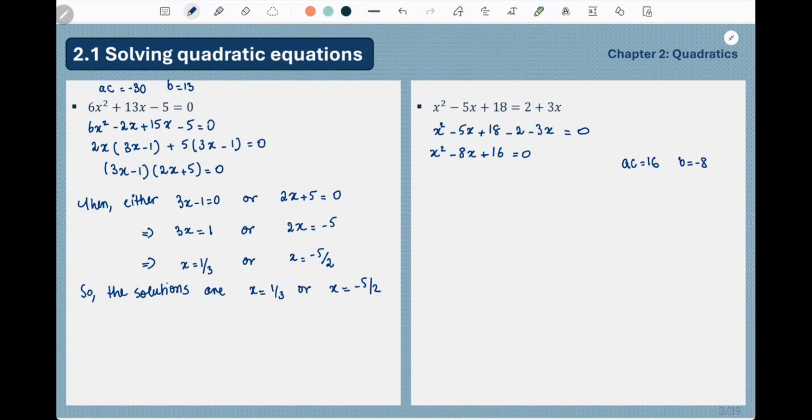So two numbers that, if you multiply them together, give you 16, and if you add them together, give you minus 8. I can think of two: minus 4 and minus 4. Minus 4 times minus 4 indeed gives you 16, and if you add them, it gives you minus 8. So x squared minus 8x plus 16 equal to 0.